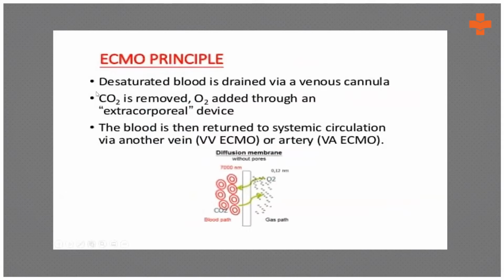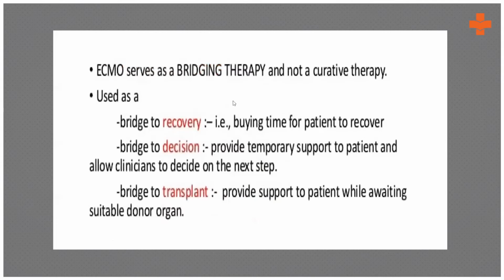So what is the principle of ECMO? Desaturated blood is drained via the venous cannula. This desaturated blood is sent to the oxygenator, where the carbon dioxide is removed and the oxygen is added. It's like an artificial lung. And then the blood is returned back to the systemic circulation. This also uses a pump which works as a heart. So you have a heart-lung machine to help the patient.